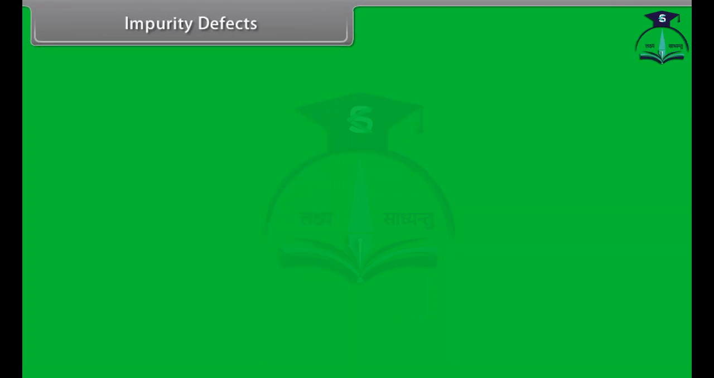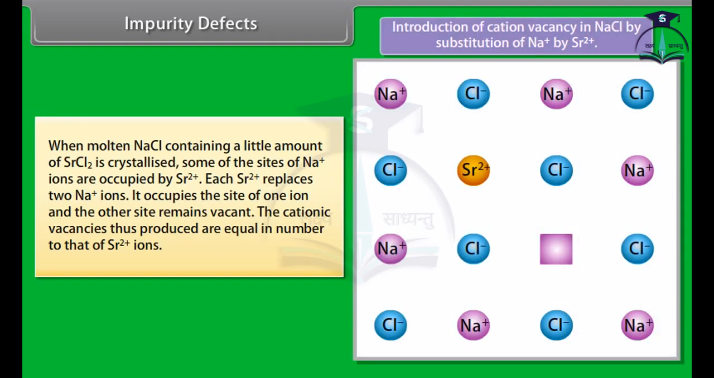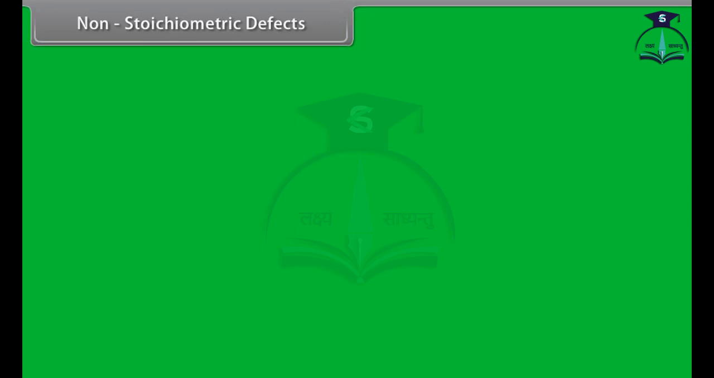Impurity defects. When molten NaCl containing a little amount of SrCl₂ is crystallized, some of the sites of Na⁺ ions are occupied by Sr²⁺, depicted in the figure. Each Sr²⁺ replaces two Na⁺ ions. It occupies the site of one ion and the other site remains vacant. The cationic vacancies thus produced are equal in number to that of Sr²⁺ ions.